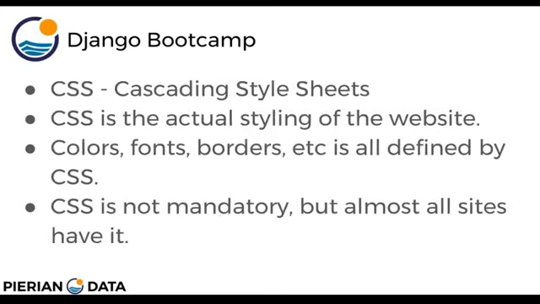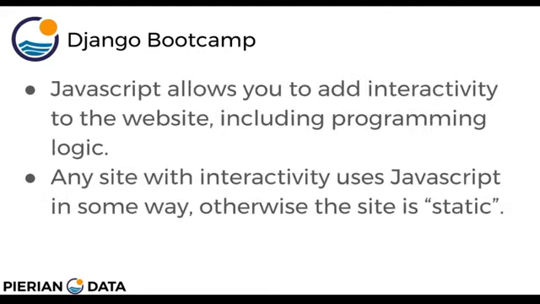Then there's CSS, which is Cascading Style Sheets, and CSS is the actual styling of the website. Colors, fonts, borders, etc. It's all defined by CSS. And CSS is not mandatory, but almost all sites have it in order to make the website look good. And then finally, JavaScript allows you to add interactivity to the website, including programming logic. Any site with interactivity uses JavaScript in some way. Otherwise, if the site doesn't actually do anything, it just displays information, the site is known as a static website.